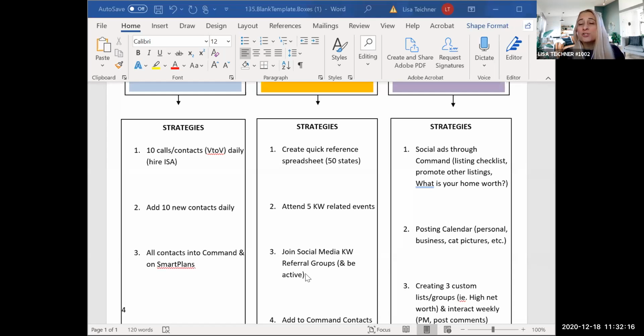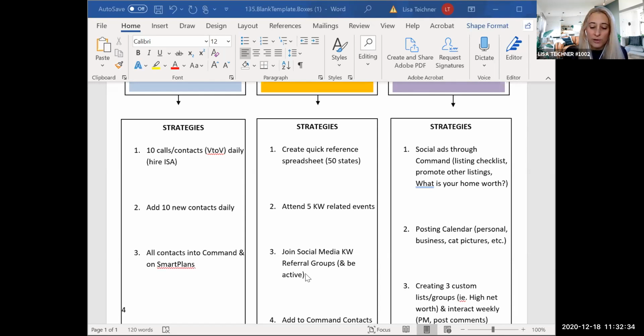Can this change? Yes, you can course correct if you're working on something and it's not working. You can start with just the number one strategy in each category and get that done first and move on to the next and move on to the next. If that's more comfortable for you, it needs to be manageable for you.